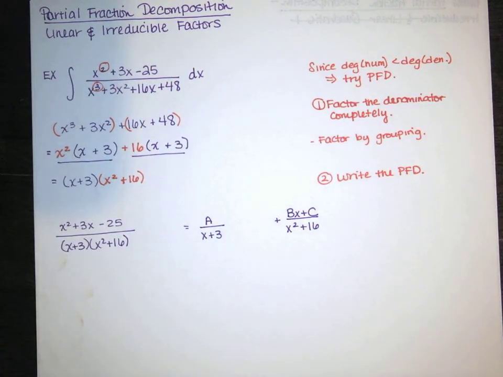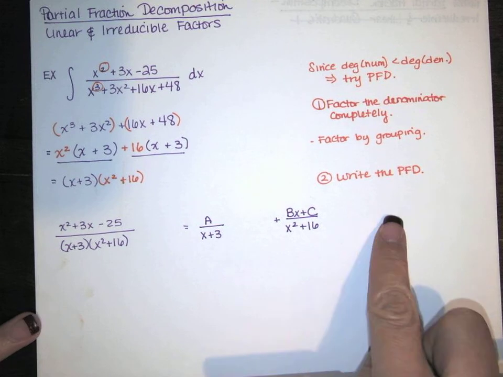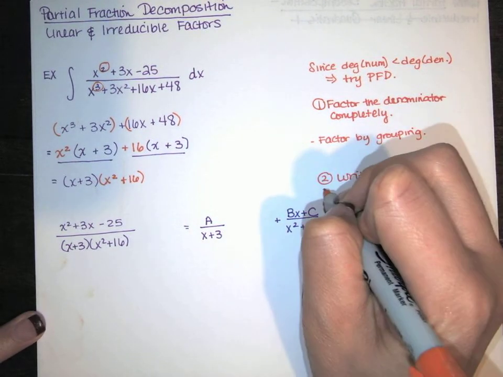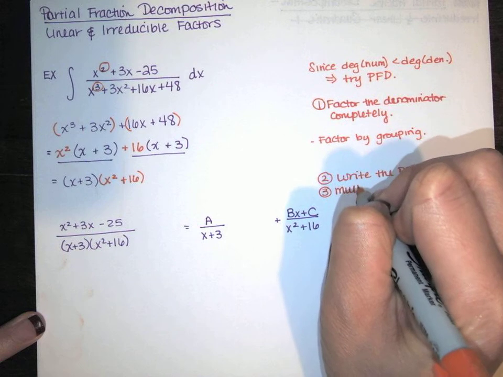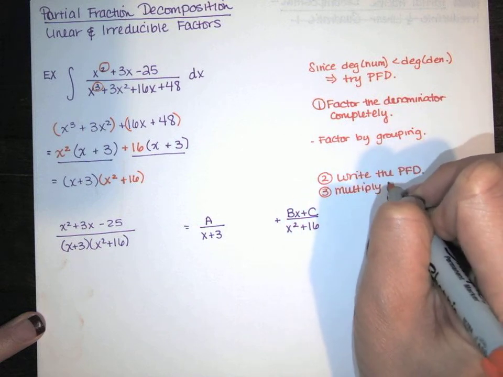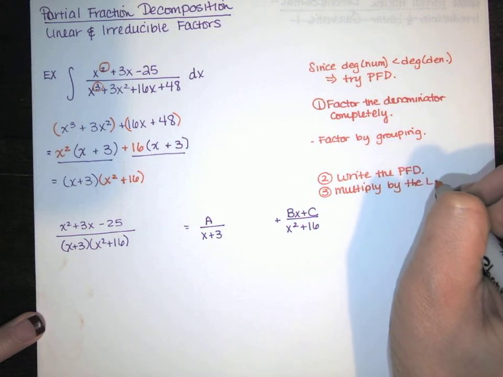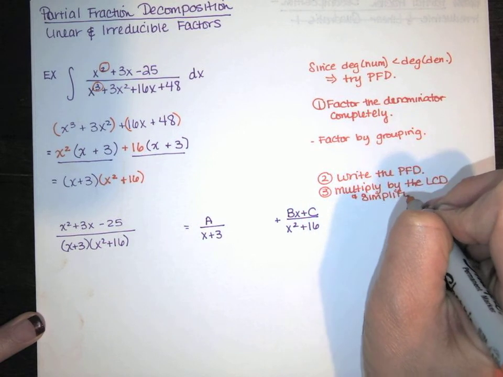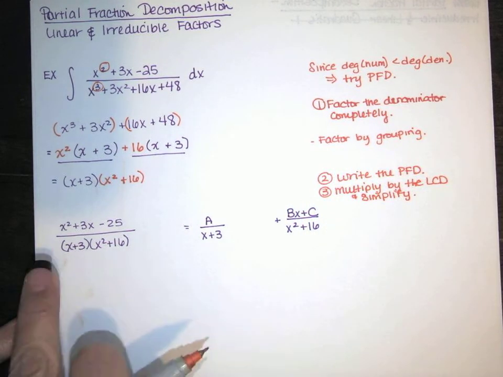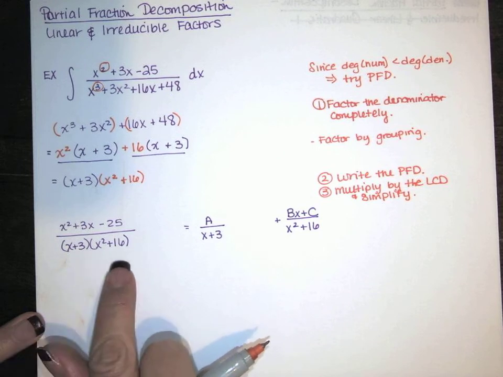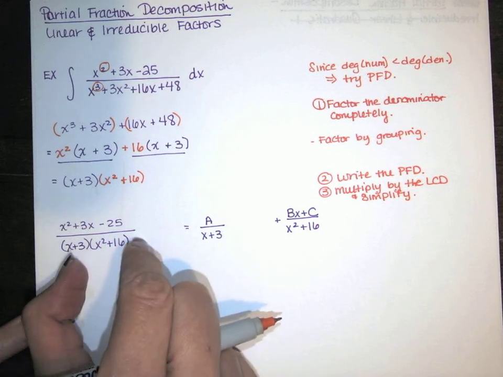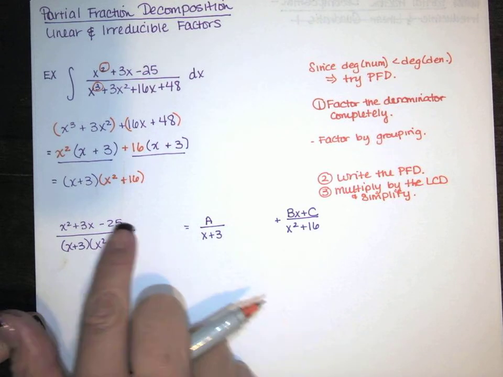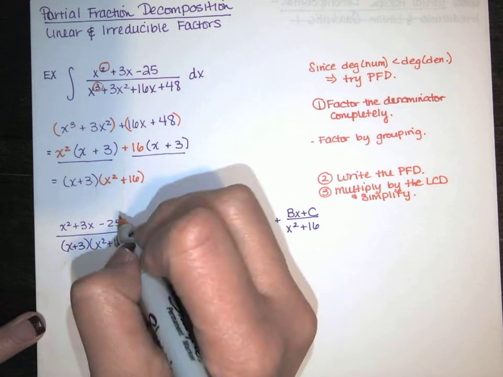So in order to find the a, b, and c, we write down the partial fraction decomposition, and then we multiply both sides by the LCD. And of course you simplify. And remember, the LCD is the original denominator every time. It doesn't matter if there are repeated factors or not, it's always this. Don't just start multiplying things together. Don't do that. It's always the original denominator.